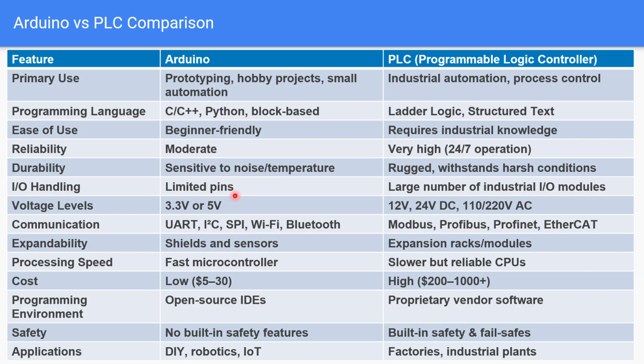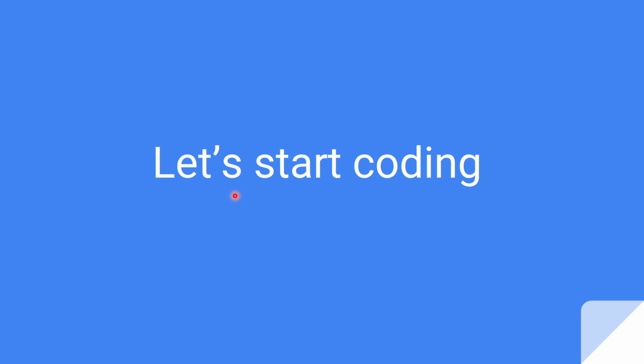Safety is built in for PLCs. When the company builds a PLC, they take care of all the safety features and applications. As I have mentioned, it is DIY, robotics, and IoT, factories, industrial plants. PLCs are used.